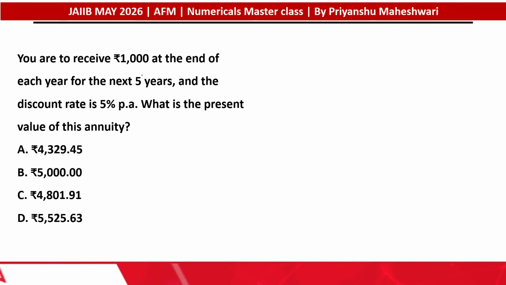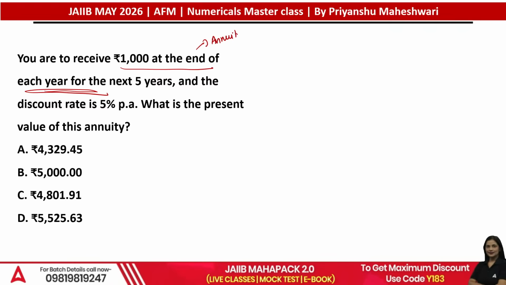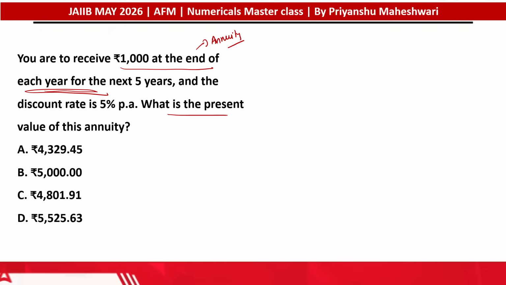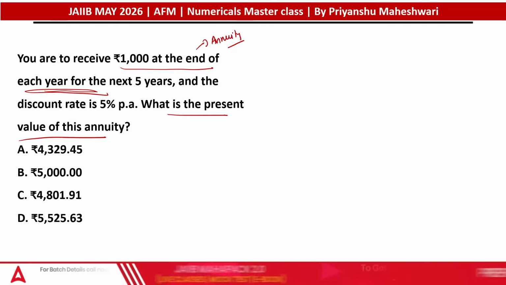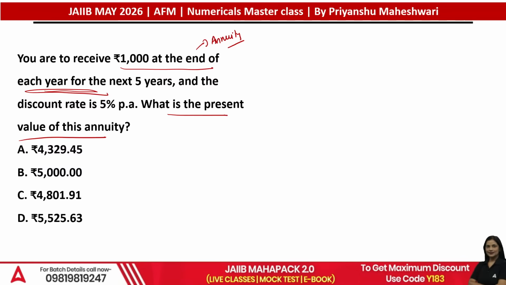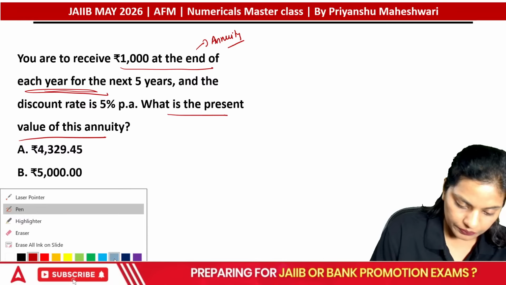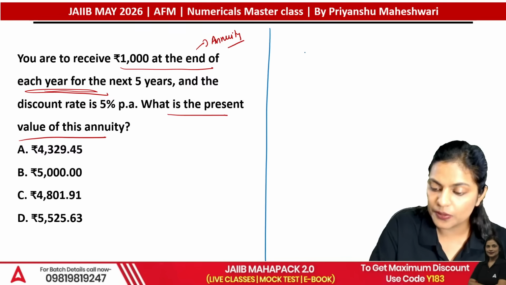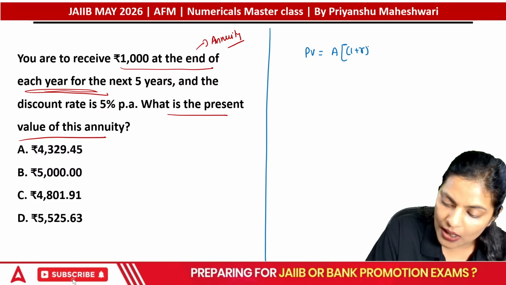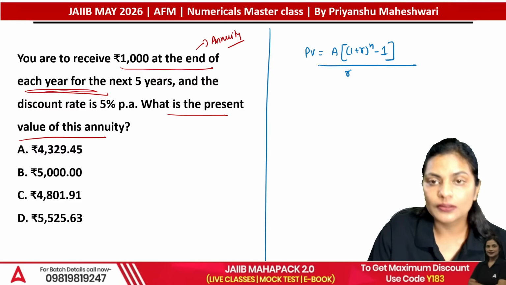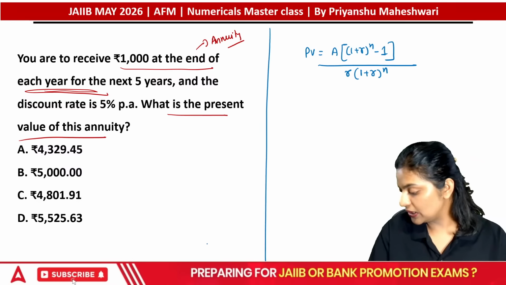Next one. You are to receive 1000 at the end of each year. See again, is it an annuity? Correct? What is the present value of this annuity? You are required to calculate the present value. How do we do that? How can we calculate the present value? The formula of present value is equal to annuity amount into 1 plus r power n minus 1 upon r. Correct? Only difference is we will have to do this 1 plus r power n. Correct?